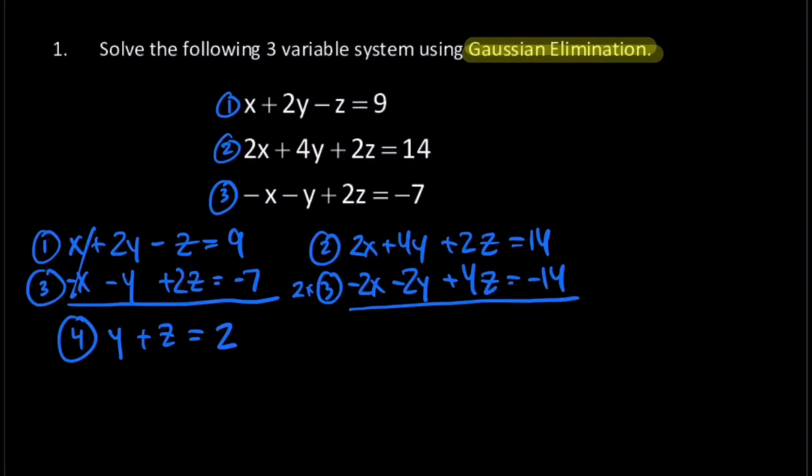Okay, so what's going to happen here? X's cancel. 4y minus 2y is 2y. 2z plus 4z is 6z. And that gives me 0, which is totally fine. And if you notice, I can divide both of those by 2, so maybe I'll do that to make these numbers smaller. That gives me y plus 3z equals 0. That's going to be your equation 5.